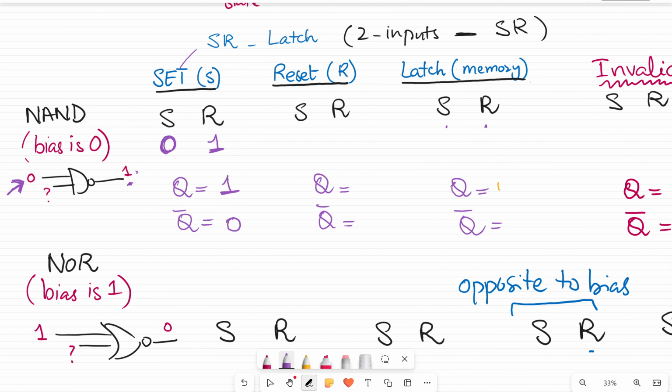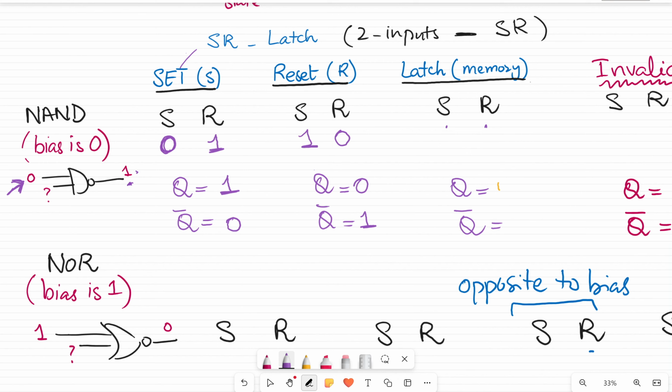Similarly, if we want to reset the output, we need to provide 0 on the reset pin. It's like turning on the R input. Because R is 0, Q bar will become 1, because in the circuit diagram, R is directly connected to Q bar. I will visit that later. If Q bar is 1, this means Q becomes 0, which is the reset state we want it to be in.